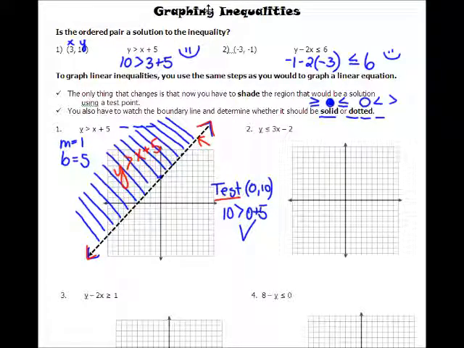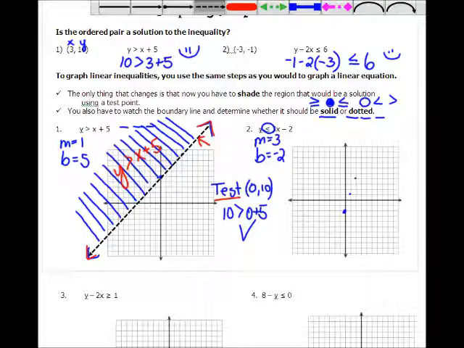Y is less than or equal to 3x minus 2. So my slope is 3. My y-intercept is -2. Okay? And my slope is 3. So I'm going to put a couple in there. This is going to be a solid line. So I would select a solid line.